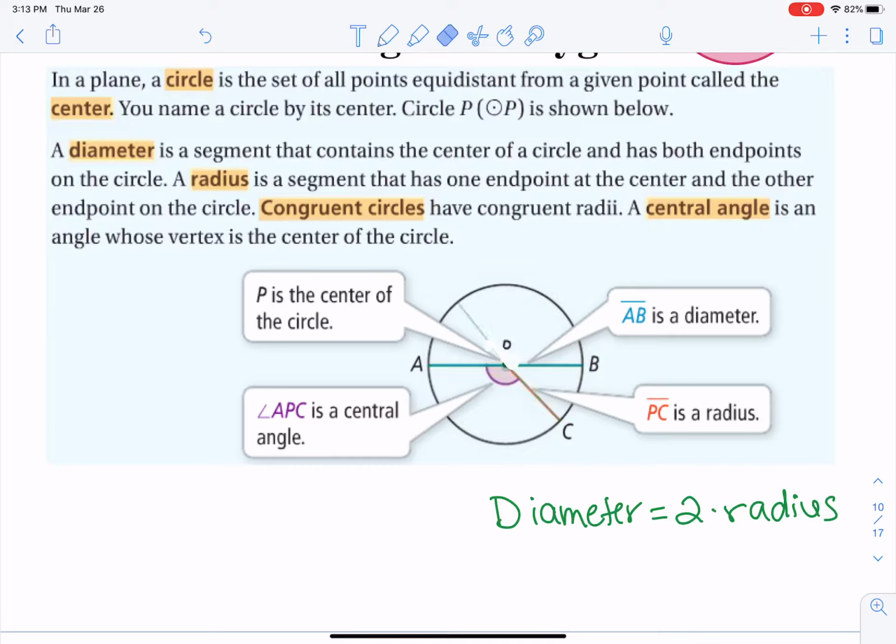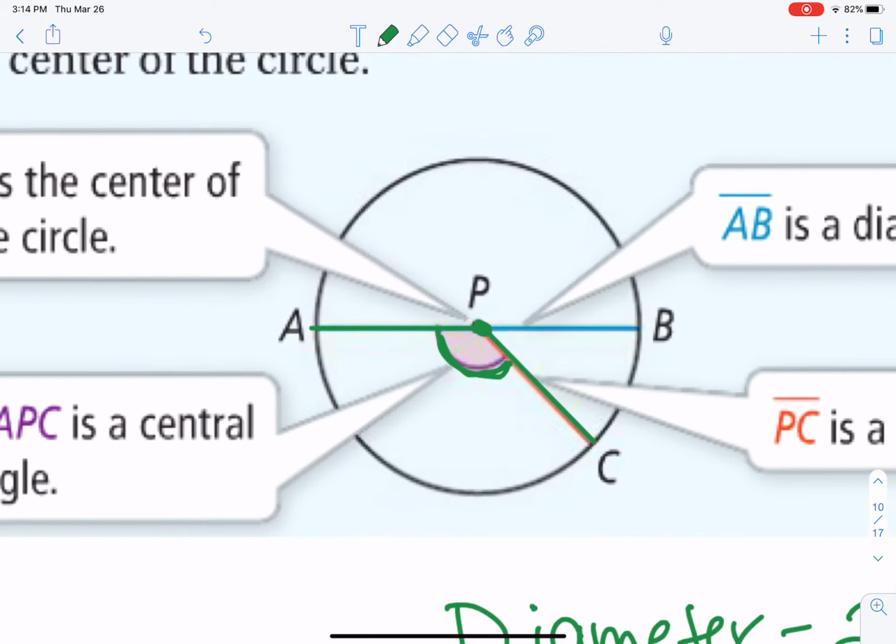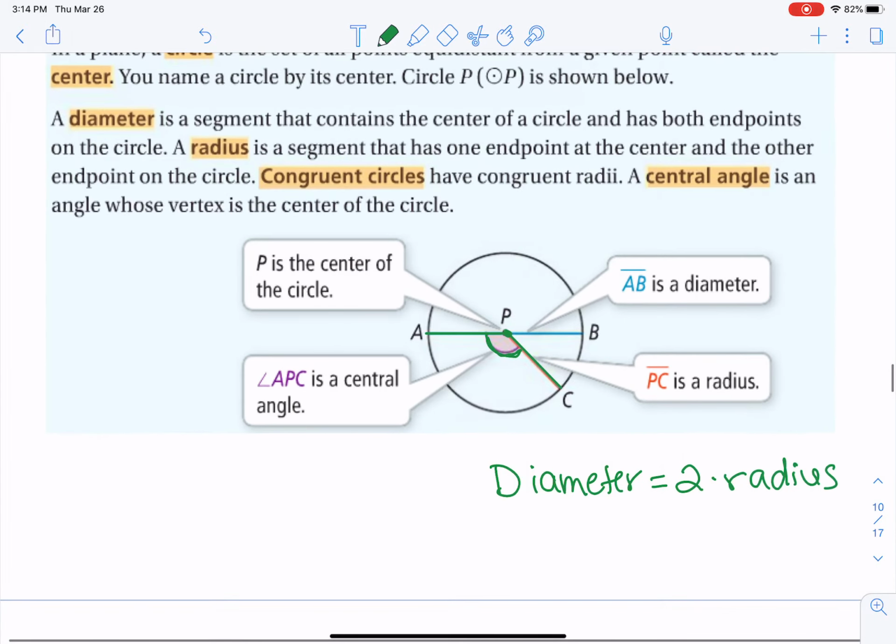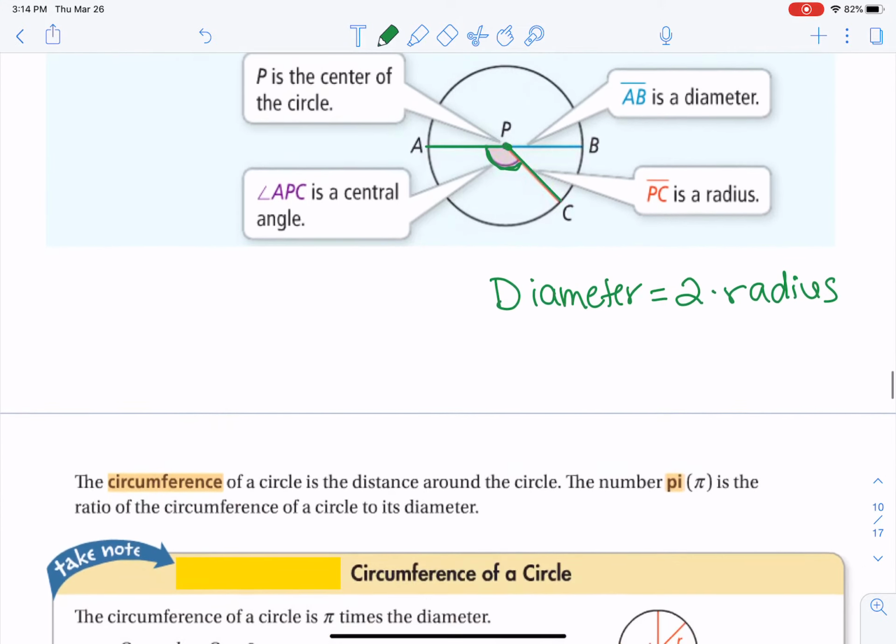If you have two pieces or two radii, let's say these two, this angle is called the central angle. We'll look at this in other chapters, but I just wanted to introduce it to you. So there's a little bit of vocab for you.